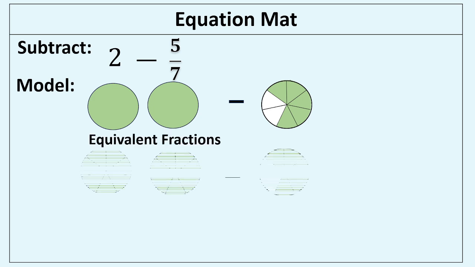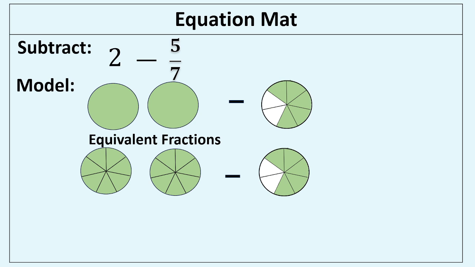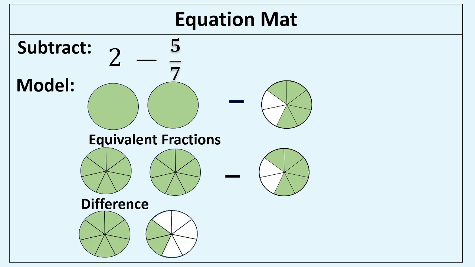So the equivalent fractions, we have here 14/7 minus 5/7. So the difference is 9/7, or 1 and 2/7.